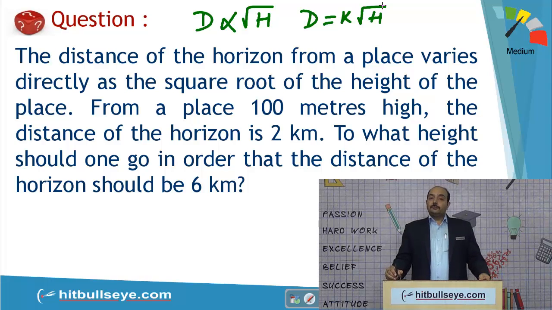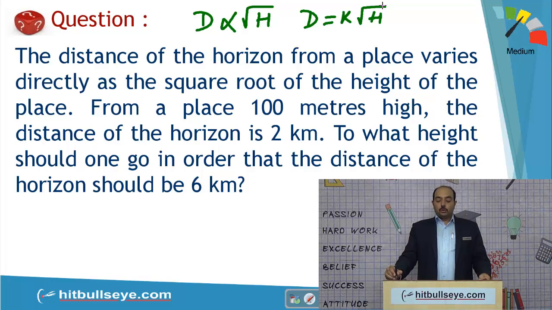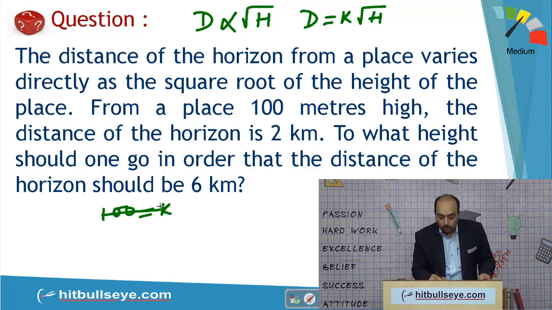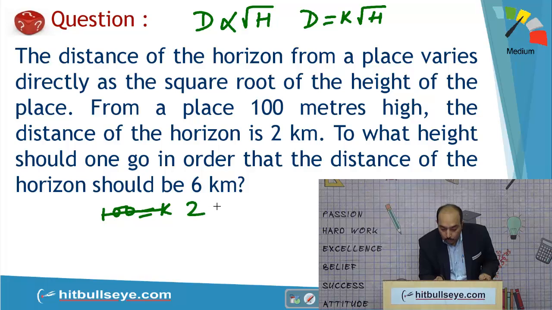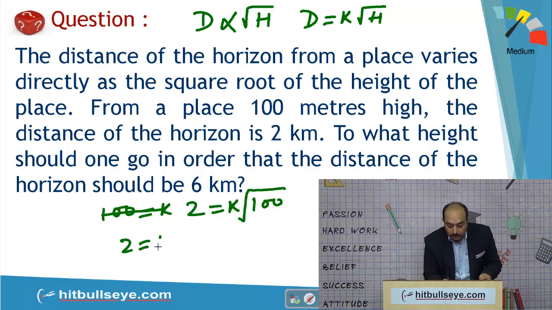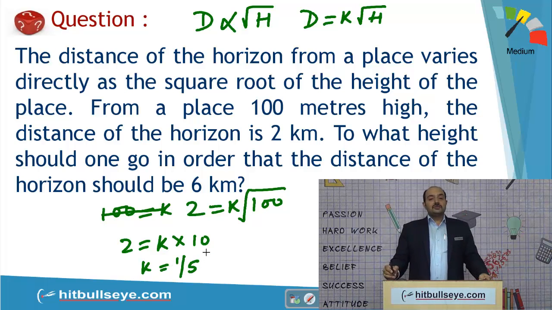Now we'll use the information provided. From a place 100 meters high, the distance is 2 kilometers. So let's put the values. It would be 2 kilometers. So 2 equals k root h, and h is 100. So 2 equals k into 10, which gives us k equal to 1 by 5. Now we'll use this value to find the final answer in the second case.